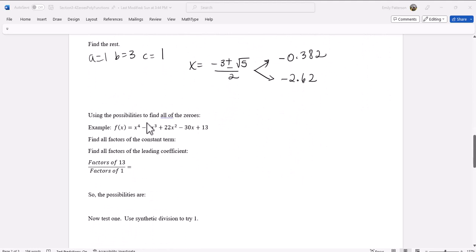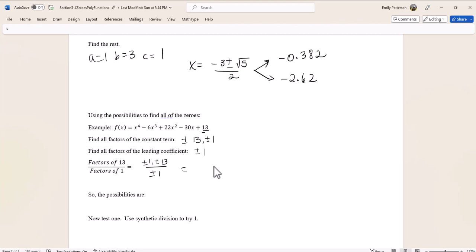Finding the possibilities here. So all the factors of this constant term are positive negative 13, and positive negative 1, excuse me, I forgot that one. And then the factors of the leading coefficient are positive negative 1 as well. So again, we have all of our combinations of positive negative 1, positive negative 13 over positive negative 1.